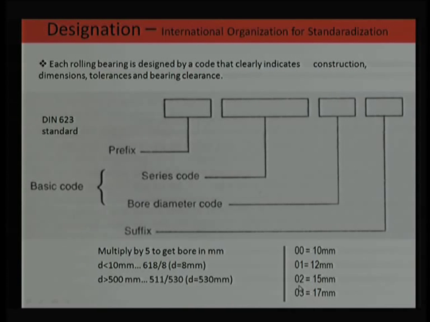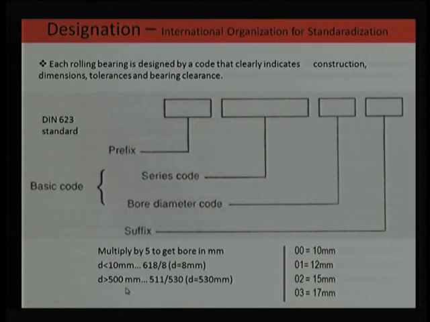For 02, the actual diameter of the bearing will be 15 mm. For 03, it is 17 mm. And after that, there is no problem. 04 will be multiplied by 5 to find the bore diameter. 05 will be multiplied by 5, 06 will be multiplied by 5, 10 will be multiplied by 5 to get the bore diameter. Even 99 will be multiplied by 5 to get the bore diameter.